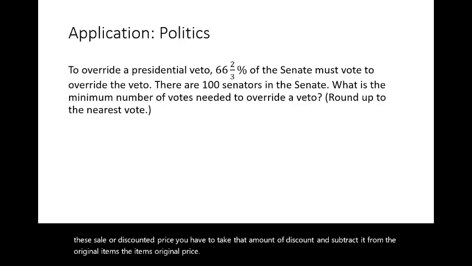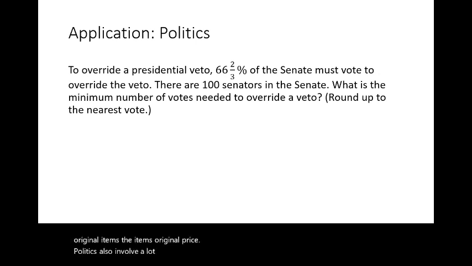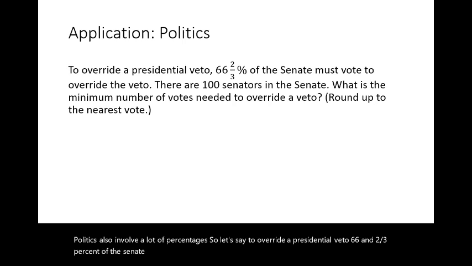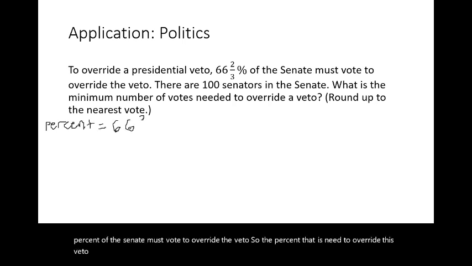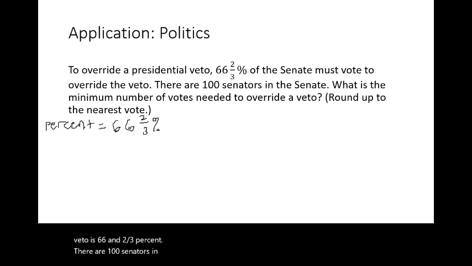Politics also involve a lot of percentages. So let's say to override a presidential veto, 66 2/3% of the Senate must vote to override the veto. So the percent that is needed to override this veto is 66 2/3%. There are 100 senators in the Senate. What is the minimum number of votes needed to override a veto?